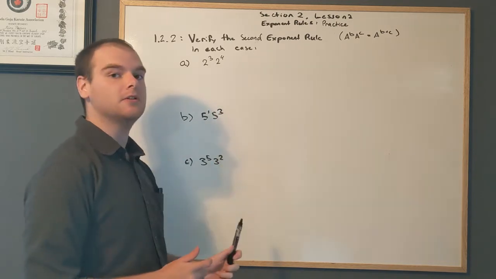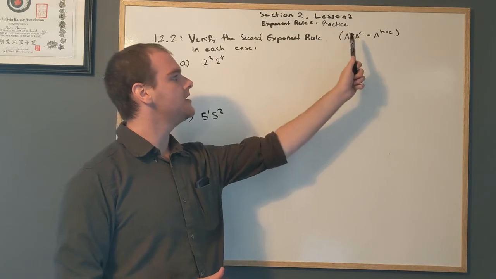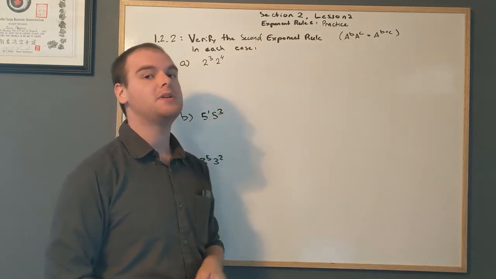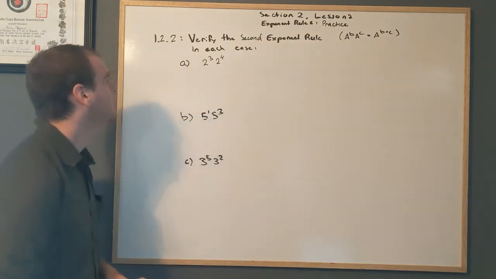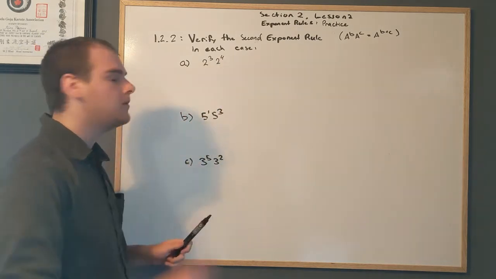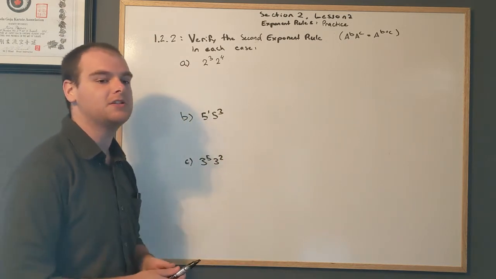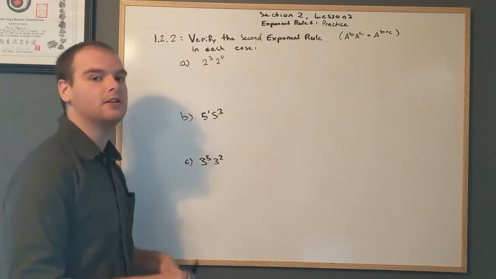Our second question here is going to deal with the second exponent rule, which we will again be verifying in a number of cases. So if you don't remember, that's a to the power b times a to the power c equals a to the sum of b and c. So here we have 2 cubed times 2 to the 4. Now, I'm actually dropping a multiplication symbol in between. It's just an implied multiplication. It's a short form and it makes writing a lot of things easier.